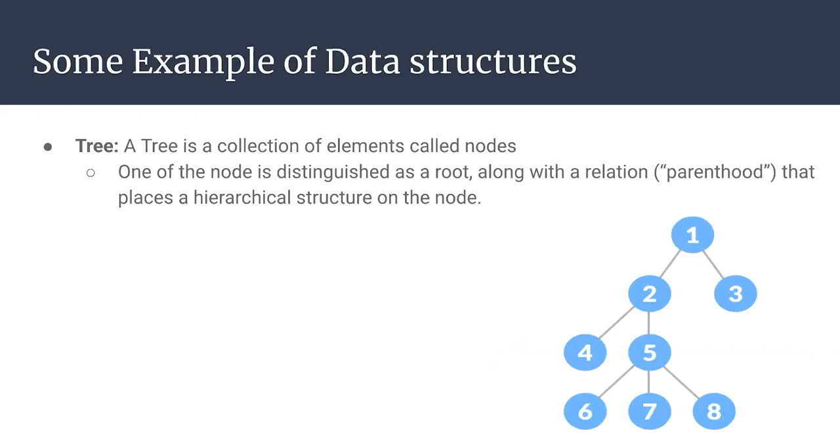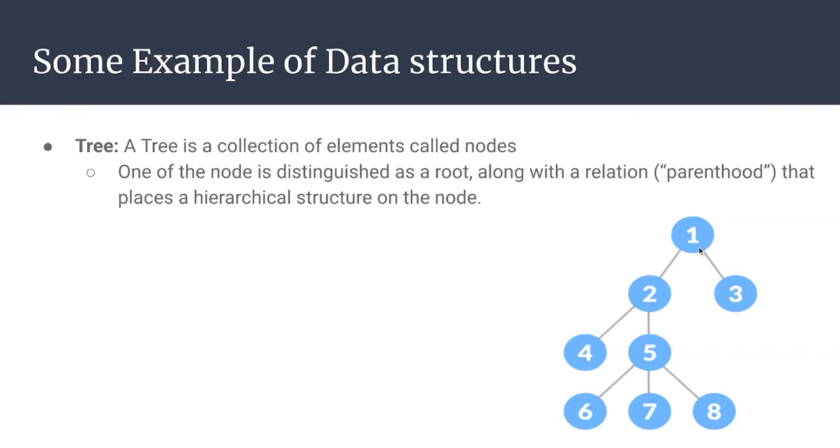The tree is a collection of elements called nodes. One of the nodes is distinguished as the root node. So 1 is the root node here, along with the relation of parenthood that places a hierarchical structure on the nodes. Basically in trees we have a parenthood relationship. Each node is a parent node to its child nodes. So for 1, 2 and 3 are children.